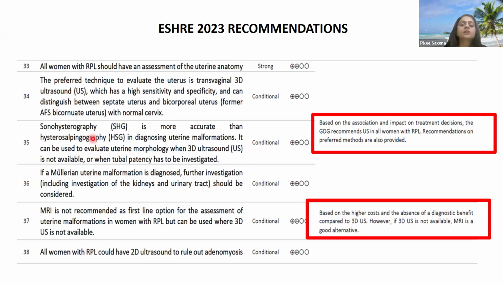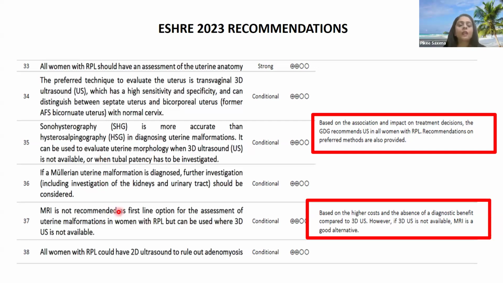However, they say that out of sonosalpingography and hysterosalpingography, sonosalpingography is much better because it is able to delineate any polyp or any fibroid or any adhesions or congenital anomalies as compared to the HSG, because it is going to inflate the cavity and we will be able to see it very nicely.